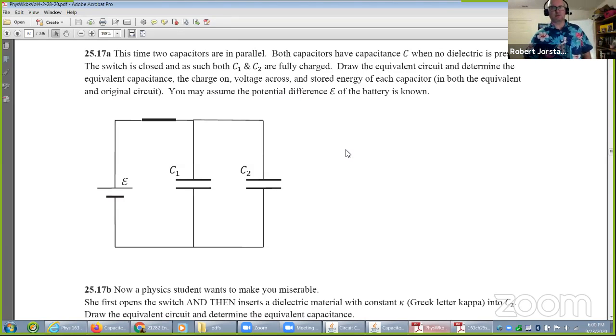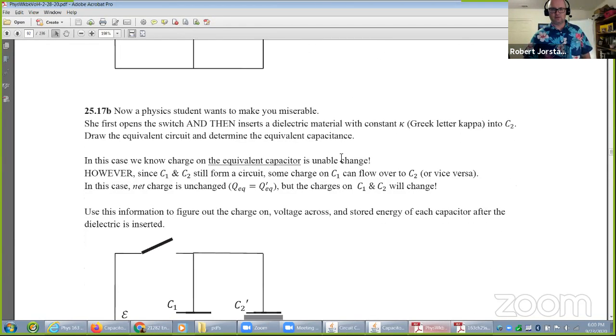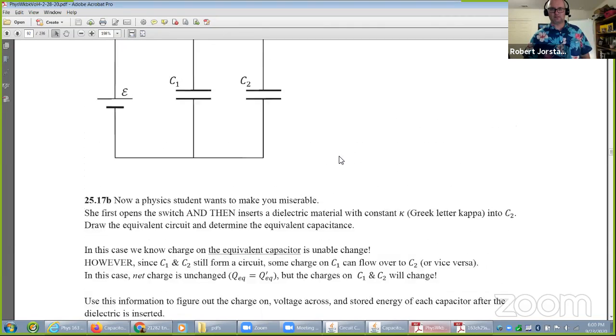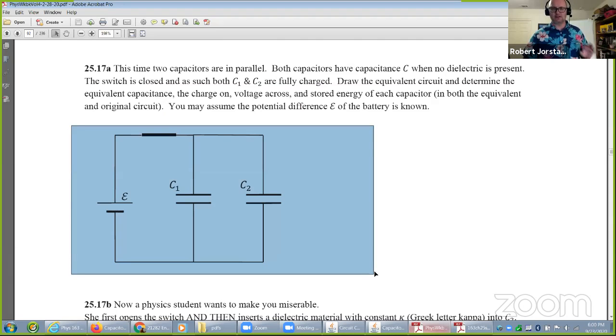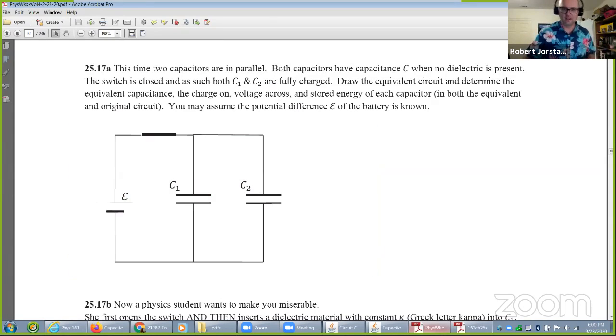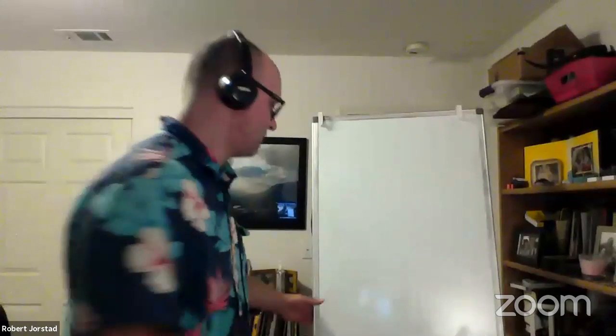The idea is we're going to look at this circuit without the dielectric in it, and then with the dielectric in it. And first, before we get ahead of ourselves, we want to make sure we just understand this simple circuit, understand everything about it. So that's what I'm going to do. Two capacitors in parallel and they're identical, right? So let's go to the whiteboard.